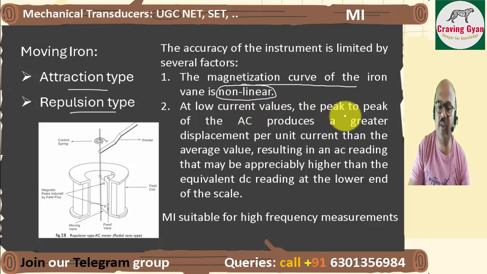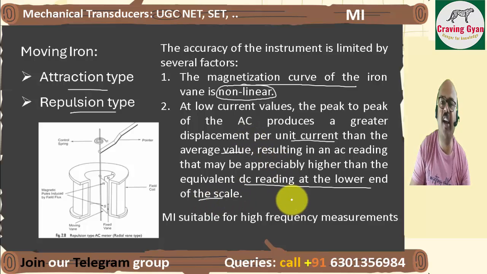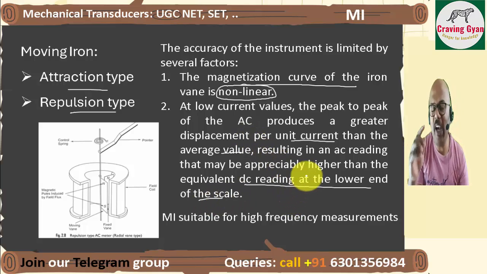At low current values, the peak to peak of the AC is going to produce a greater displacement per unit current than the average value, resulting in an AC reading that may be appreciably higher than the equivalent DC reading at the lower end of the scale. Moving iron is meant for measurement at high frequency.